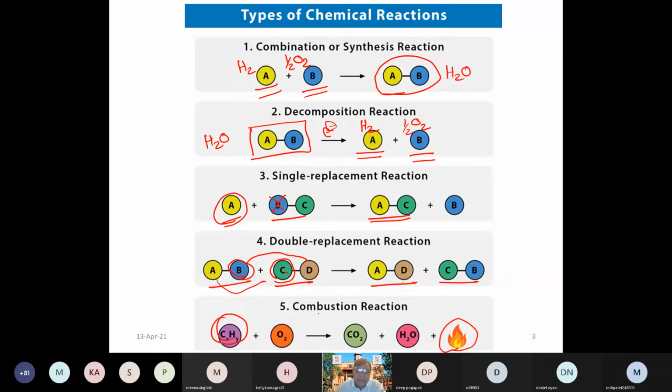Combustion reaction also takes place in our vehicles. When we are using petrol or diesel, at that time the combustion reaction will take place with oxygen, and we will get carbon dioxide, water and heat plus pressure, and due to that our engine or our vehicle can move further. So these are the types of reactions.